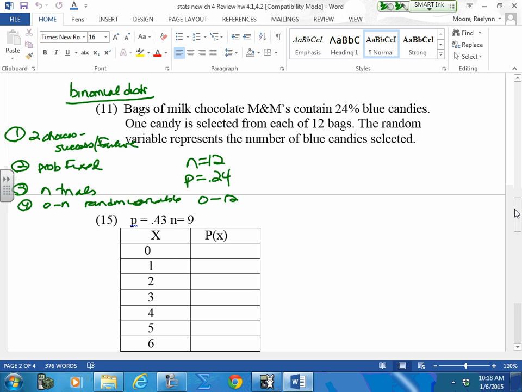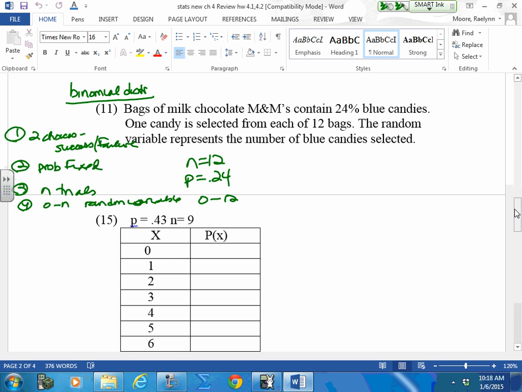Normally, if it came from the same bag, would that be a binomial distribution? No, because what happens if it's from the same bag? That's not fixed. Your probability will change. So do you see the difference for this one? Kind of a nice one.